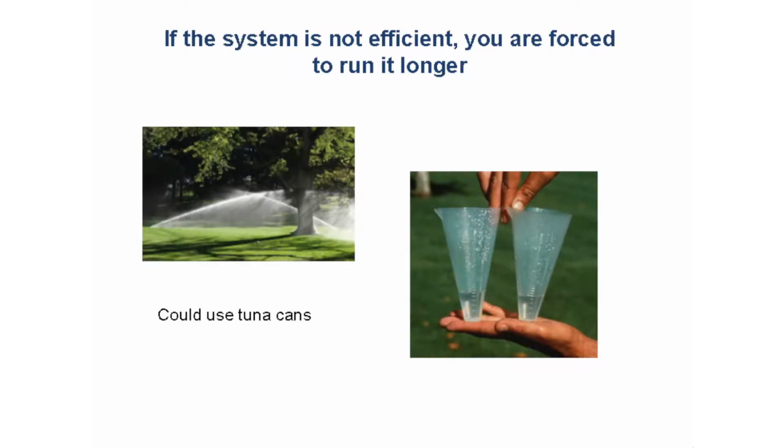And then the idea of the plant type. The plant type is really the root depth. So grasses may be 4 or 6 inches, but a native plant may be 6 or 9 to 12 inches. A tree may be longer. So that's going to affect our runtime as well, our scheduling. And if the system's not efficient, you're forced to run it longer to compensate. So you can use catch cans, and that's the example in this picture, or you could use tuna cans, but basically you're trying to check to see how efficient it is. And you can also tell because when you're looking at your grass, if you get brown spots, you know you're not getting the coverage that you need.